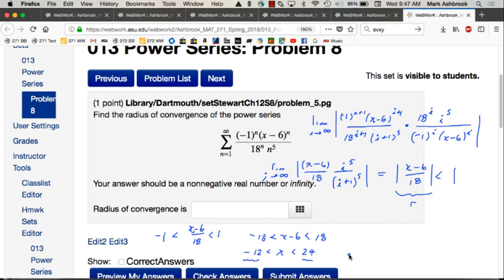So the radius, you think of the whole interval as like the diameter of a circle, and then the radius would be half of that. Basically we're going from negative 12 to 24, which has a diameter of what? 36. So the radius would be 18, half of that.